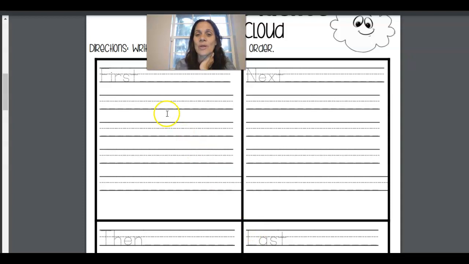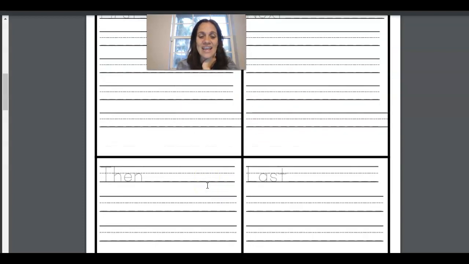Now, remember when we write transition words, we always put a comma. And so you would put a comma. Now, comma sits on the ground. Remember, it's the same comma we put for dear mom. When we write a letter, it sits down at the ground. So first comma, and you'll tell me what happened first. Next, you'll tell me what happened next.